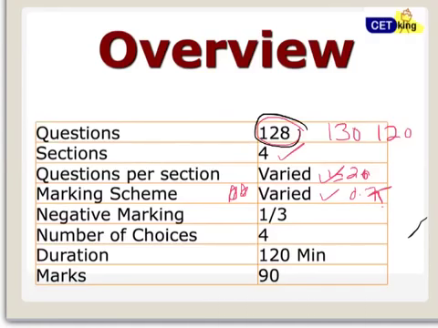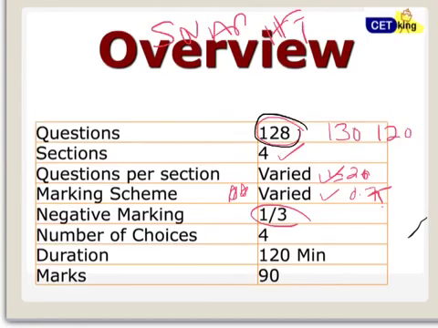So IIFT and SNAP, this year, will be the 2 exams which have unequal marking. For example, in SNAP there is 1 mark for every maths question, but 2 marks for every logic question. So it's going to change.